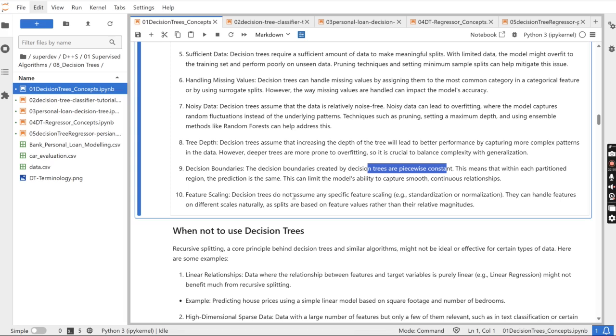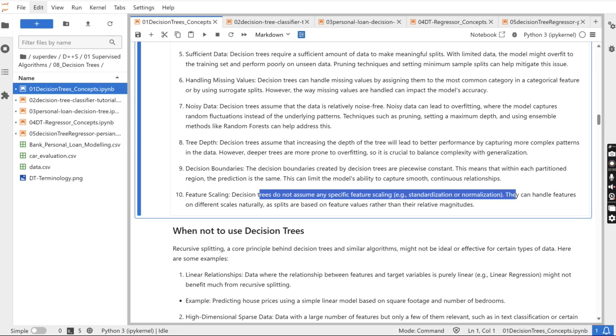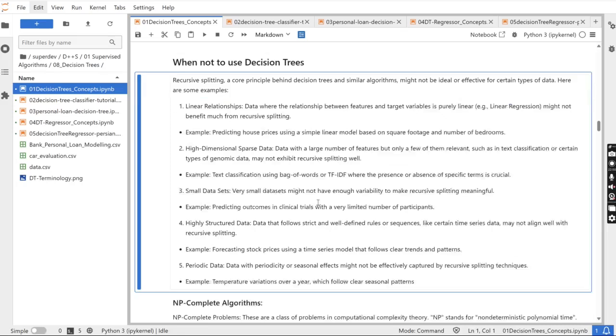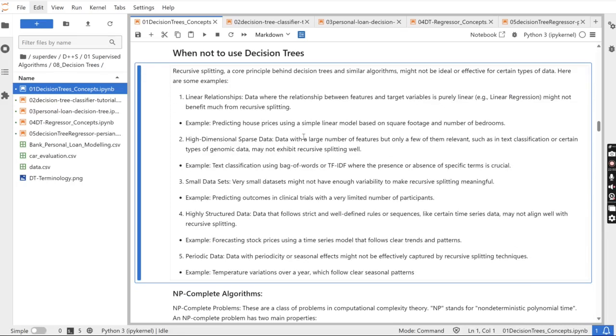Next is feature scaling. Decision trees do not assume any feature scaling, hence it is not required. They can handle features automatically on different scales. So feature scaling is not a concern for decision trees. Next is when not to use decision trees.